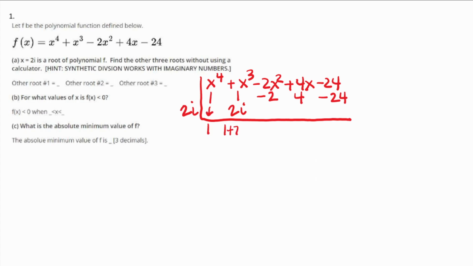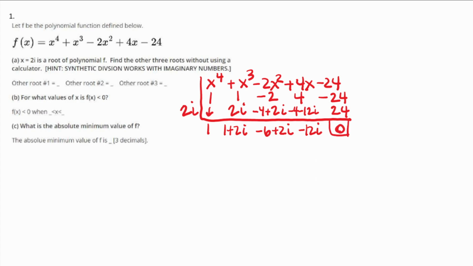Okay, 1 plus 2i. Then when I multiply this in, I'm going to have 1 times 2i is going to be 2i. And then 2i times 2i is 4i squared. That's going to be negative 4. Add this together, I'll get negative 6 plus 2i. And when I multiply these things together, I'll get a negative 12i. And 2i times 2i is negative 4 again. Okay, so then when I add these together, I'll get negative 12i. And negative 12i times 2i is going to be positive 24. There we go. And that'll add to 0.